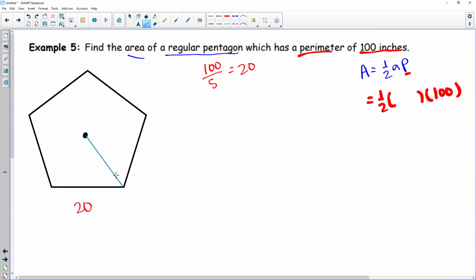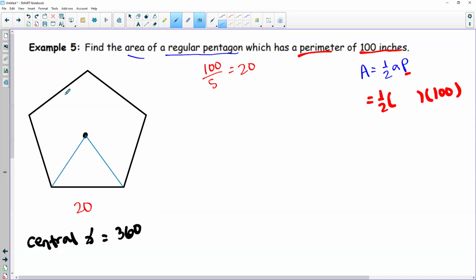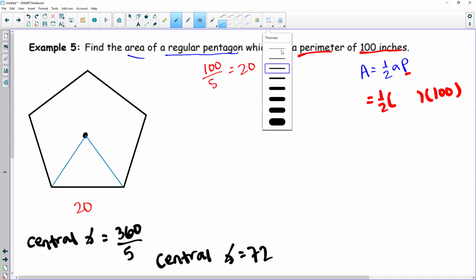So here's one radius, here's another radius. And you're going to start by finding your central angle first. If I want to find the central angle, remember that the central angle is found by taking 360 divided by the number of sides. We have a total of 5 sides here. So 360 divided by 5 tells us that the central angle is, what is this, 20, 40, 60, 72. So this central angle right here is 72 degrees.